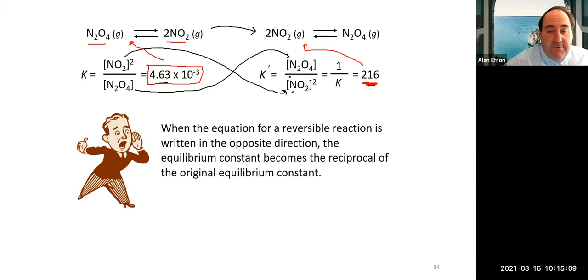Any questions on those two manipulations of those reactions?